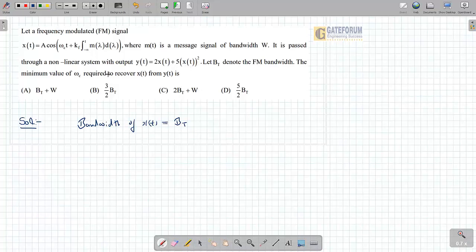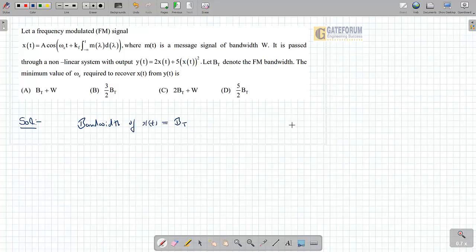So here, what will happen? Your omega c will get doubled. Your bandwidth Bt will have changed. The message signal bandwidth remains unchanged. Frequency deviation will also become double. Okay, we need not worry about the frequency deviation and other things because that is not given directly. Bandwidth Bt is given, right?